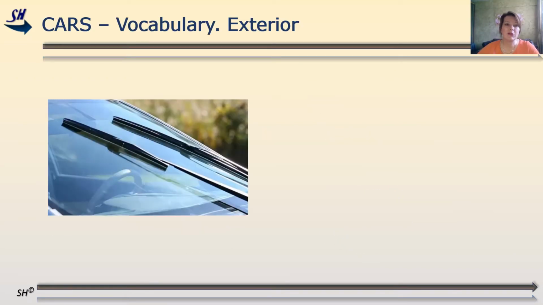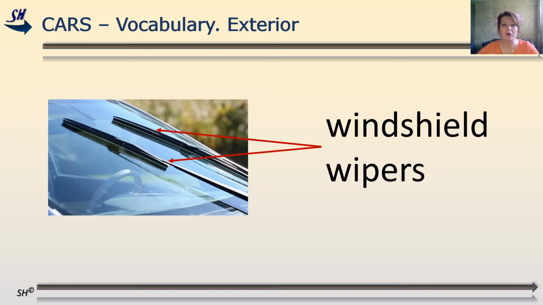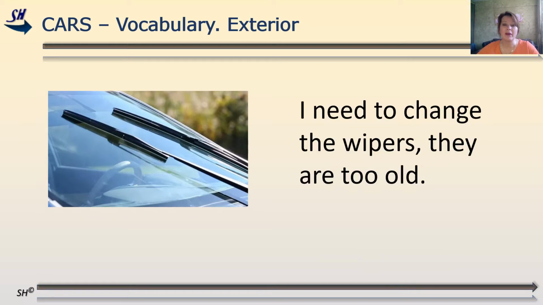And these 2 sticks that move to help you remove water when it is raining, for example, or when it is snowing, these 2 helpers are called windshield wipers. They wipe the liquid off the windshield. You can say, for example, I need to change my wipers, or the wipers, they are too old, or they are not functioning, working properly. I need to change the wipers.